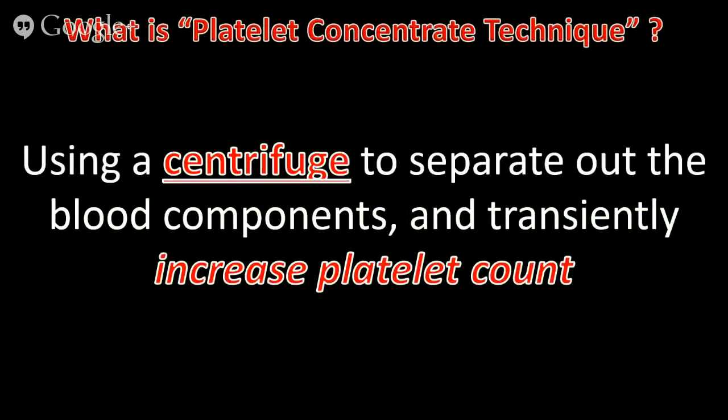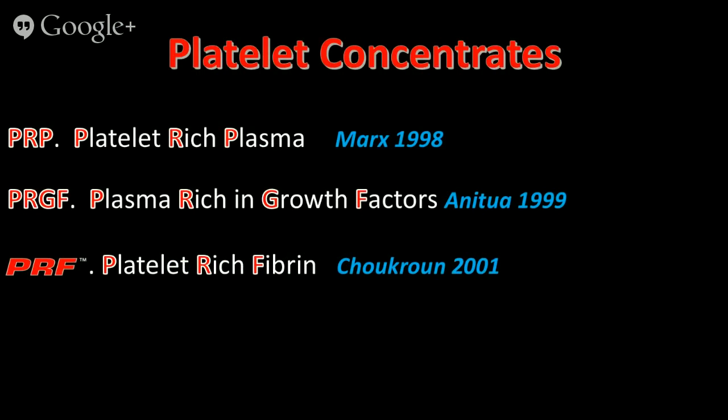We usually use a platelet concentrate technique. Only by this centrifuge we will increase the platelet count. It was the first concept of this kind of regenerative product. We now have three kinds of protocols: the PRP, the PRGF, and the PRF. The difference between these products is the use of anticoagulant or not.